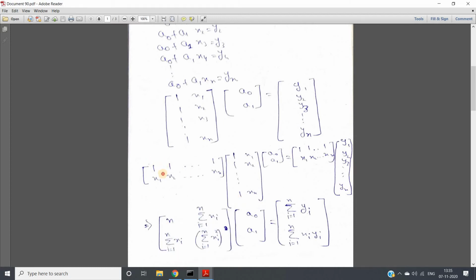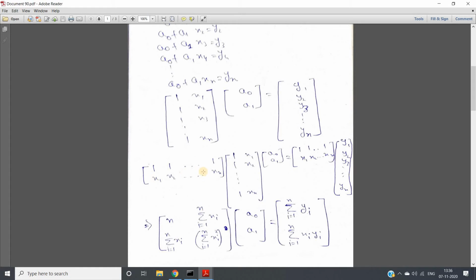Now coming to the coefficient values: 1 multiplied by 1, then 1 multiplied by 1, and so on. Here the nth term is also 1 multiplied by 1. All this we have to add. So n times, if you add one, you will get n only. That's what I have written here. Then 1 multiplied by x1 plus 1 multiplied by x2 plus and so on up to 1 multiplied by xn. So basically you get x1 plus x2 plus x3 plus up to xn, which is nothing but, in summation form, the summation over i equal to 1 to n of xi.